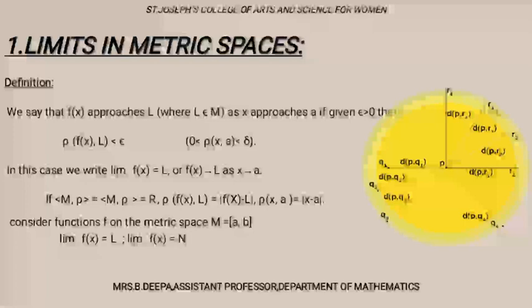If M comma rho 1 equal to M comma rho 2 equal to R, rho of f of x comma L equals modulus of f of x minus L, and rho of x comma a equals modulus of x minus a. Consider the function f on the metric space M, that is limit f of x equal to L, limit g of x equal to n.